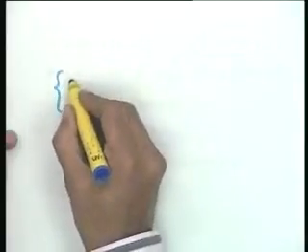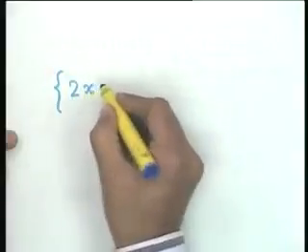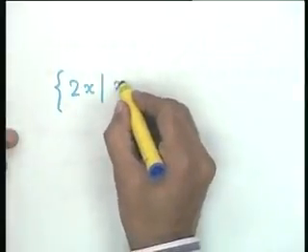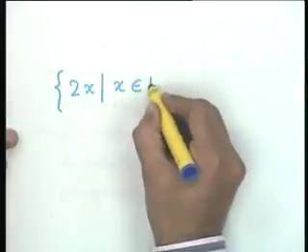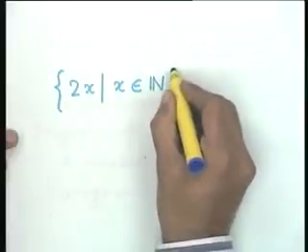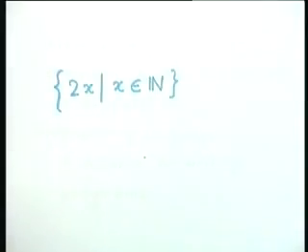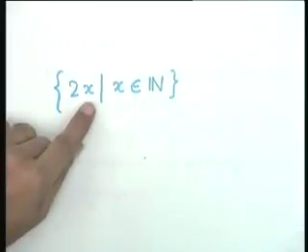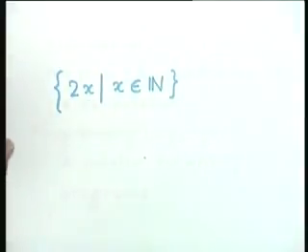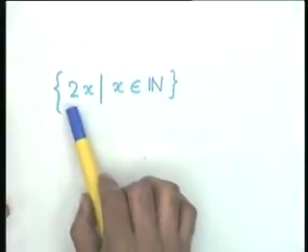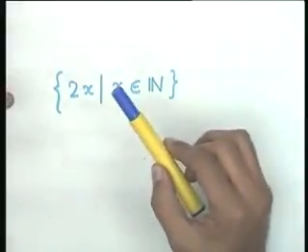You would say it is 2x, where x, let us say, belongs to the natural numbers, right. So here if you look at x, x is like a locally declared variable. Okay. In fact, this is a sort of declaration of x, and this 2x is a property that the elements of this set should satisfy.